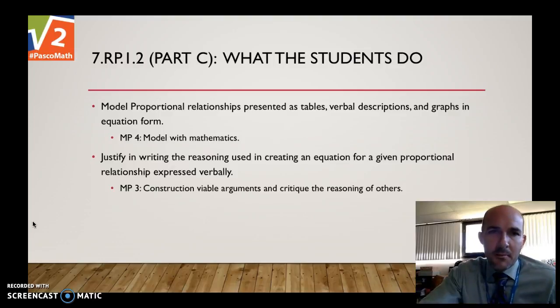So what the students are going to be doing, they need to model the proportional relationships presented as tables, verbal descriptions, and graphs in equation form. This is really looking at standard for mathematical practice 4, model with mathematics, where we take some situation and we mathematize it to make sense of it. They also should be justifying in writing the reasoning used to create an equation for a given proportional relationship expressed verbally. So again, this is a great opportunity for math practice 3. Construct viable arguments and critique the reasoning of others.